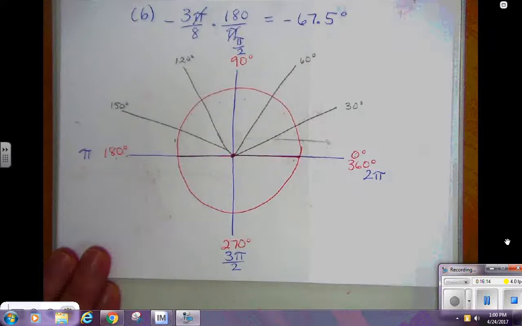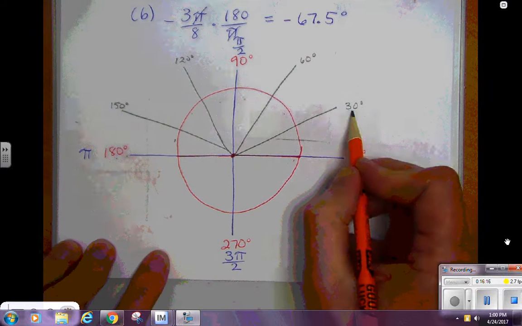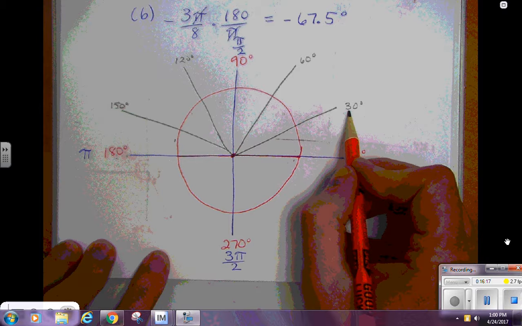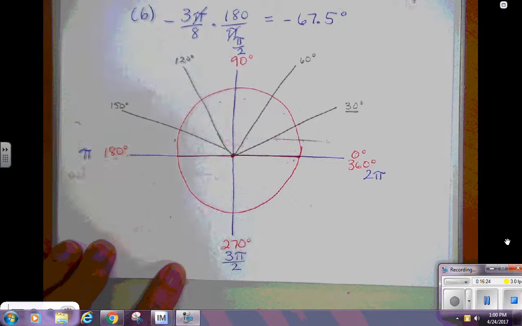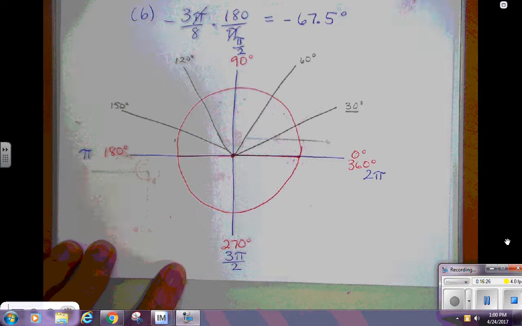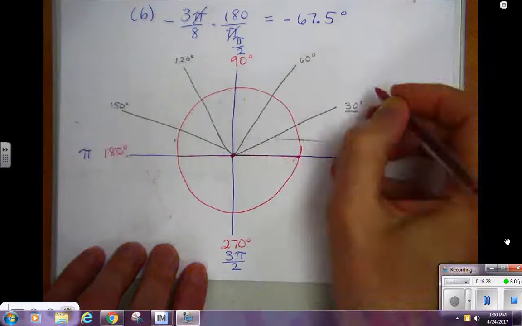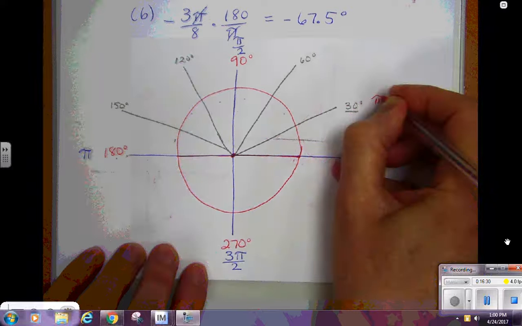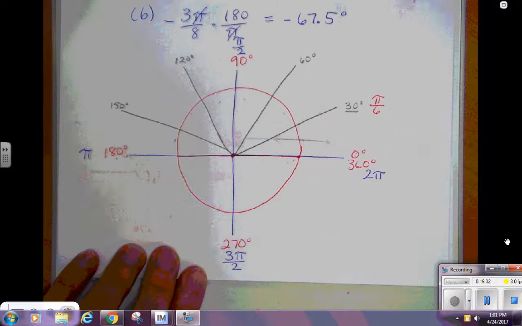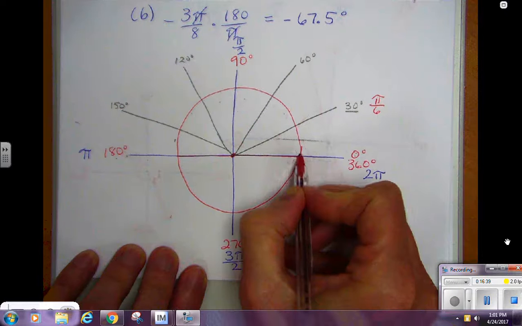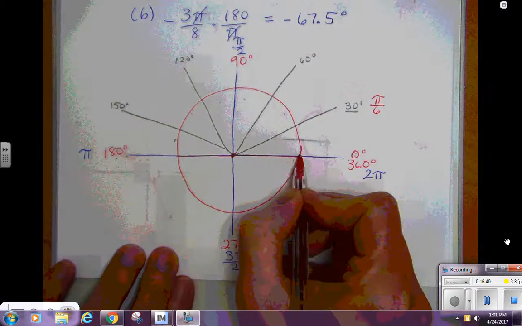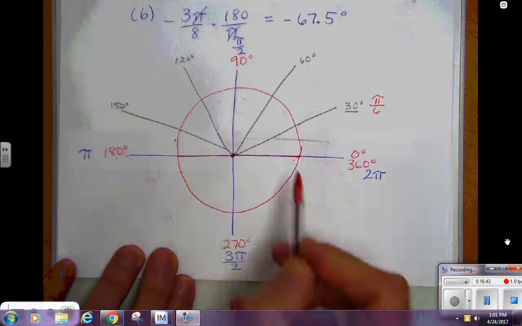I did 6, right. Okay, so let's calculate what 30 degrees would be in radians. 30 times pi over 180. What does that calculate to be? Pi over 6. So think about the fraction. This is 1/6 of a pi, right? Because it's 1/6 out of the total thing.